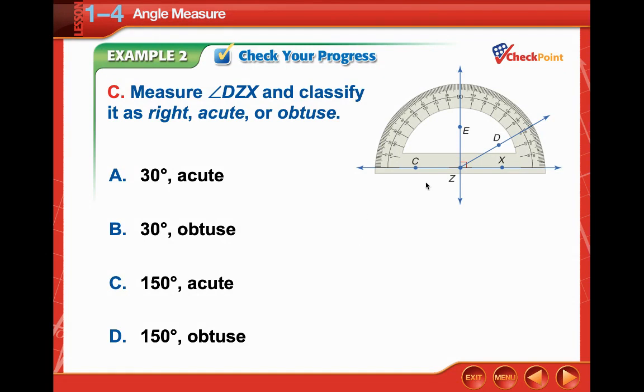All right, so this one's DZX. As you can see, X is on this end line right here. So you always start with the side that's on an end line, and you count from there. So you would actually count 10, 20, 30, not 170, 160, 150. It'd be 10, 20, 30, because you always start 0 on the end line here. And if it's below 90 degrees, which 30 is, it's an acute angle.